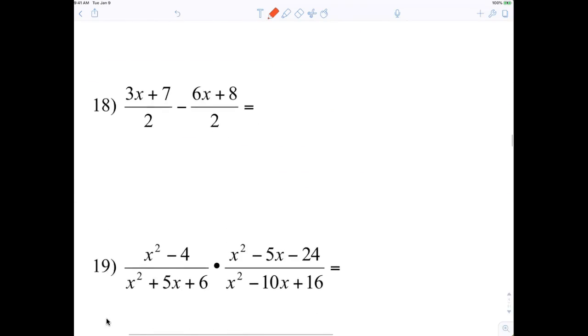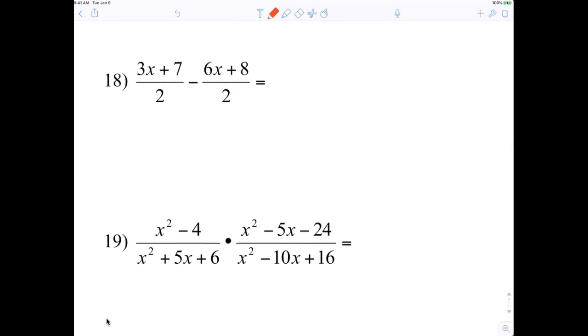All right, Harrison, 18. You change the signs. Now look, again, change the signs. Plus, negative, negative. Now it would be negative 3 over 2. Beautiful. Perfect. All right.